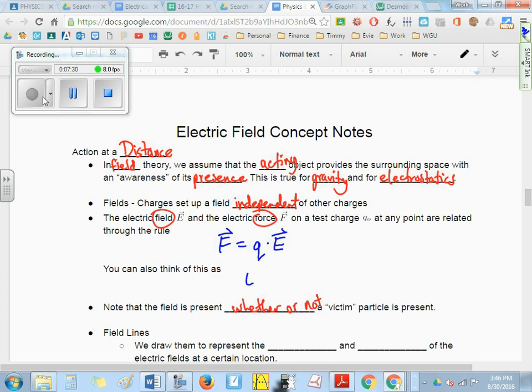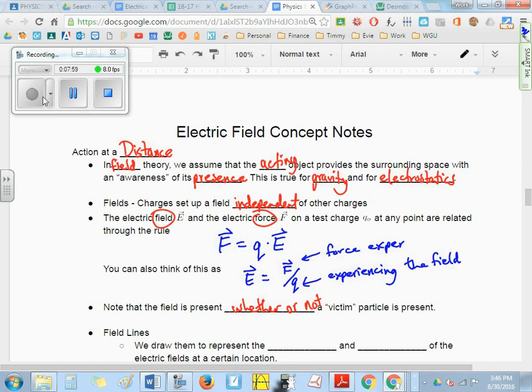Another way to think of it is to divide by Q and to think, oh, this new idea of electrical field is just last chapter's idea of force divided by Q. And Q is the one experiencing the field. And experiencing the force.